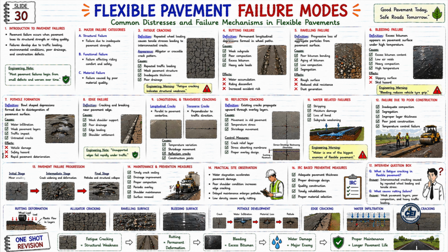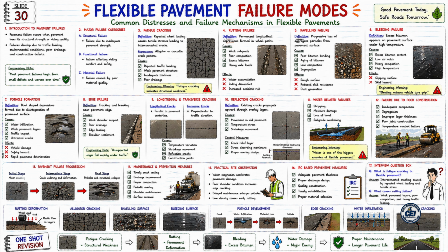Now let us look at the ninth topic. Longitudinal and transverse cracking are two important crack patterns. Longitudinal cracks develop parallel to the pavement center line, whereas transverse cracks develop perpendicular to the traffic direction. Now look at the causes. Temperature variation. Shrinkage movement. Reflection cracks. Construction joints. And climate variation accelerates these cracks. Now let us look at the 10th topic.